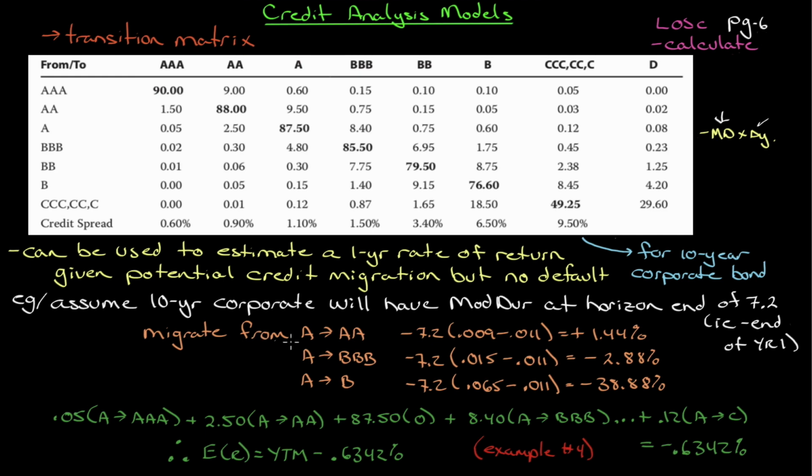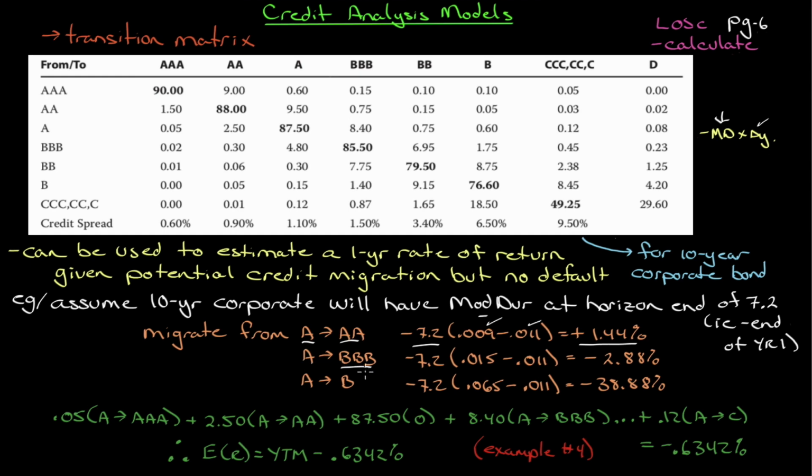So let's have a look. Let's say we migrate from A to AA. That's an upgrade. Negative modified duration times the change in yield. Negative 7.2 times, it's 0.009 minus 0.011. There's the change in yield. It will be 0.009. It was 0.011. Notice that this will give us a negative value in here. A negative times a negative gives us a positive. And we should expect a positive because we have an upgrade.